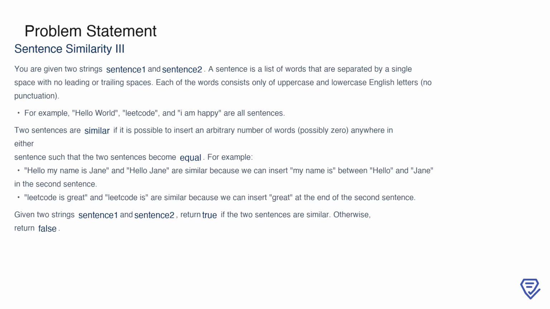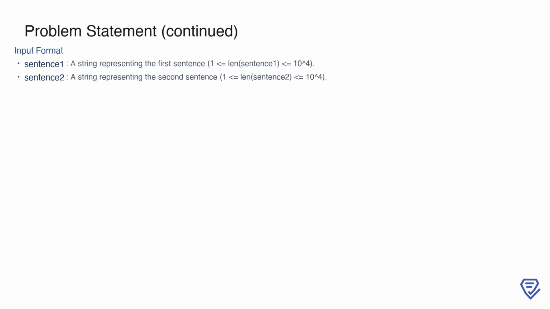In this problem, we are working with two strings, referred to as sentence 1 and sentence 2. A sentence is defined as a sequence of words separated by single spaces, without any leading or trailing spaces. Each word in these sentences consists exclusively of uppercase or lowercase English letters, and there's no punctuation involved. The goal is to determine if these two sentences are similar. Sentence similarity here means that by inserting an arbitrary number of words, possibly 0, at any position in either sentence, we can make the two sentences identical. Given this, we need to return true if the two sentences are similar, and false otherwise.